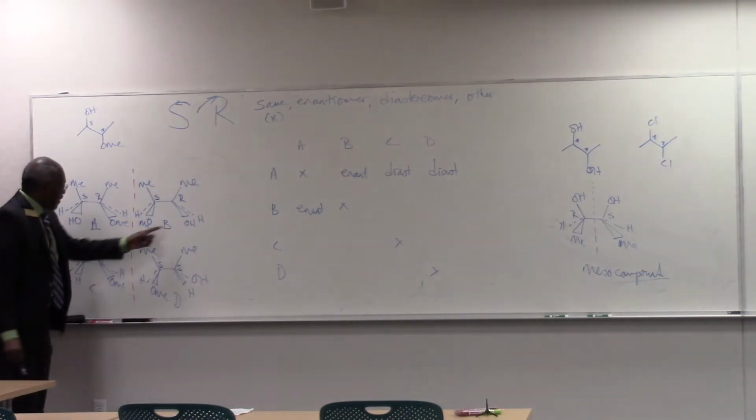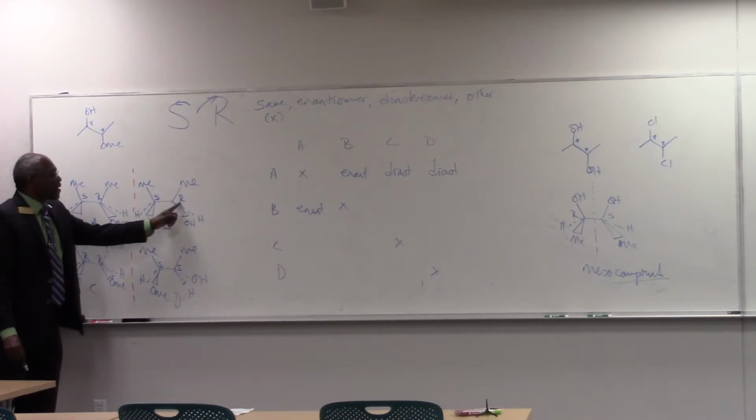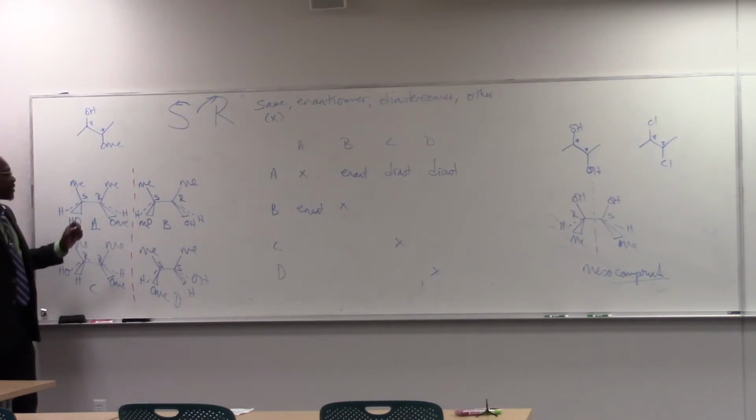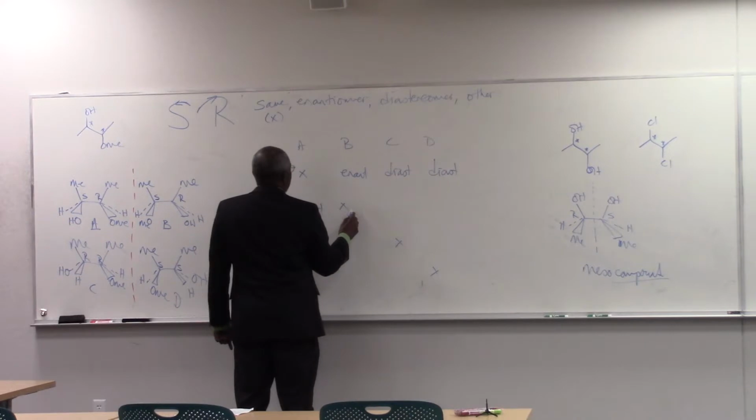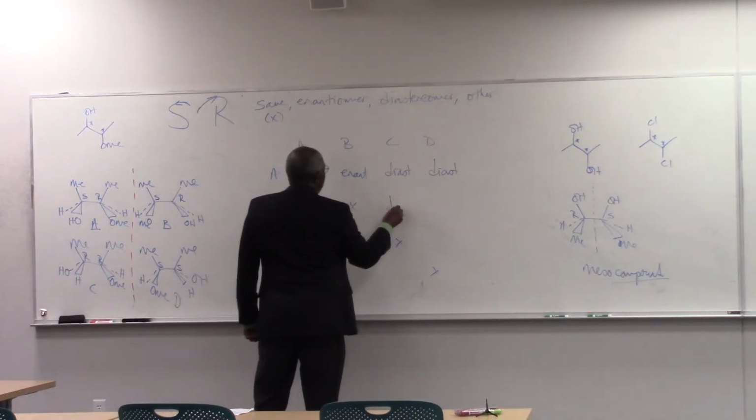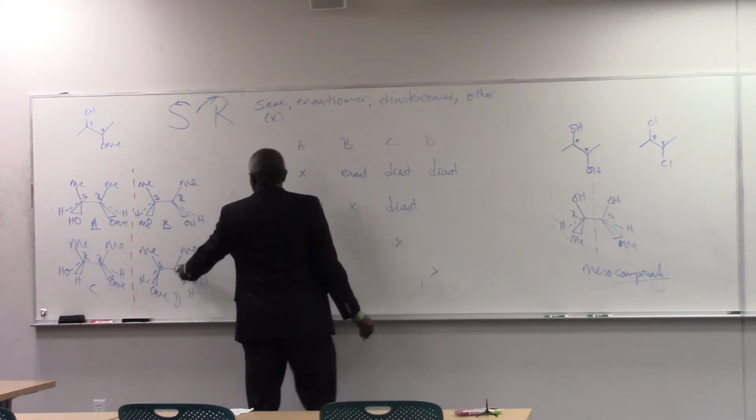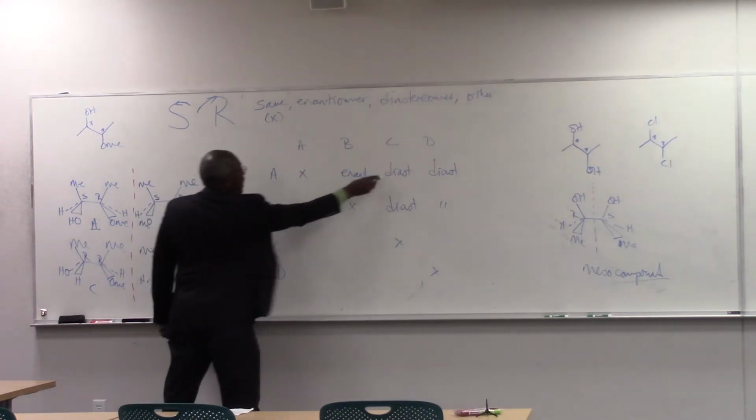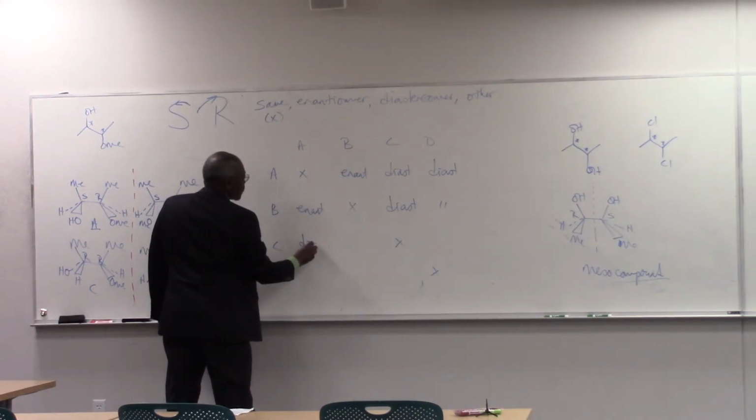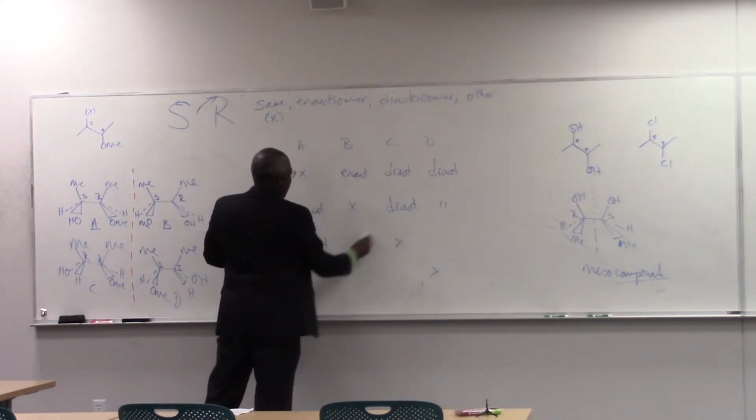What about B and C? Well, the enantiomer of the SR compound is the RS compound. RR must be the diastereomer. So B and C are diastereomers. B and D are diastereomers. C and A, we already said, are diastereomers. C and B, we already said, are diastereomers.